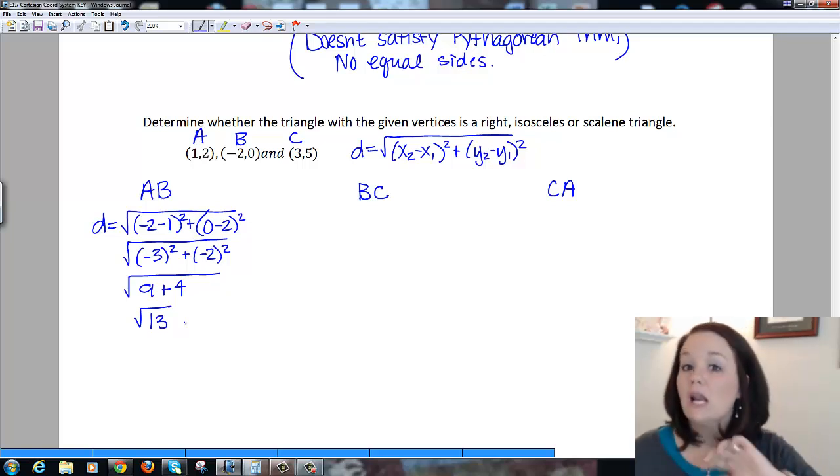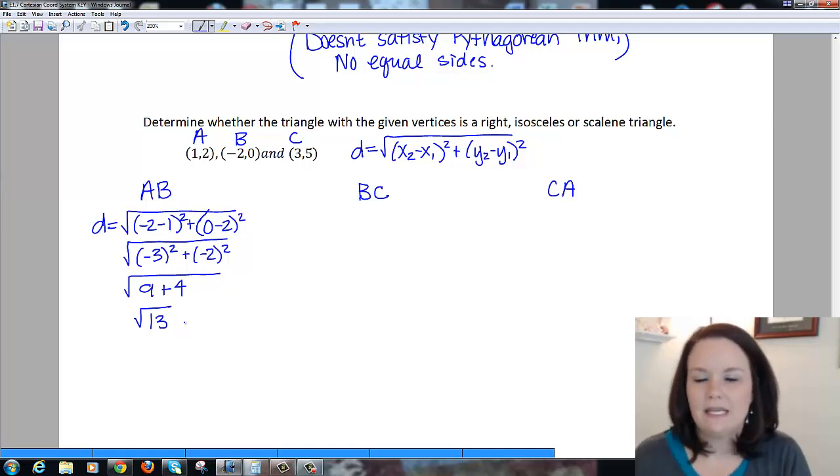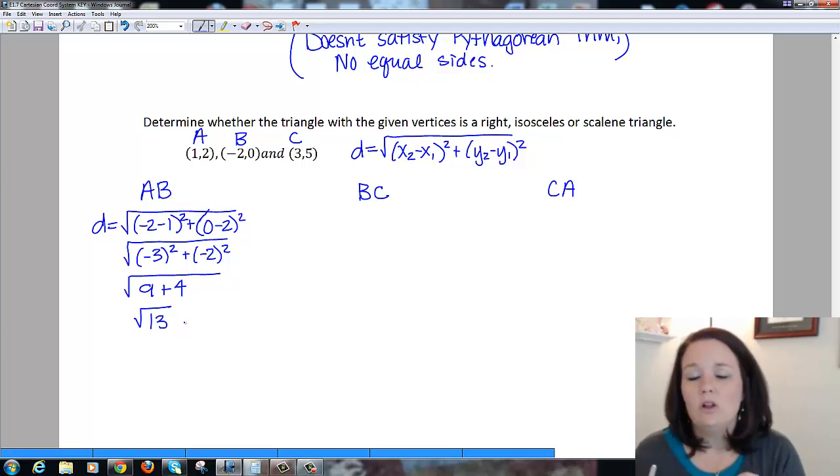Now here, we're not actually finding perimeter. So if we're not finding perimeter, I don't even need to get a decimal approximation, because all I'm looking for is, are these lengths equal, or do they satisfy the Pythagorean theorem? So for this one, I'm just going to leave it as an exact answer.